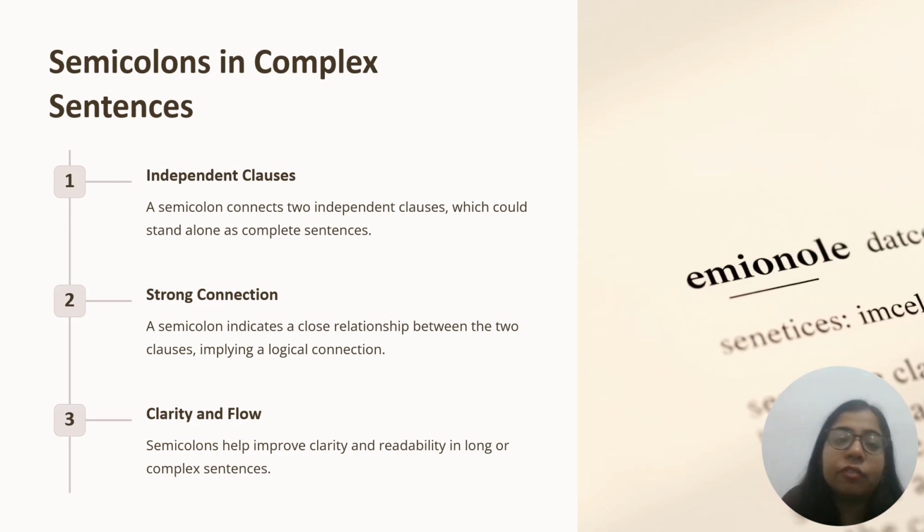Third is clarity and flow. Semicolons help improve clarity and readability in long or complex sentences. So when you're reading and you see a semicolon, you know that these two things are separate but they are in one sentence. Okay, and now you have to take a long pause. So this is semicolon for you.